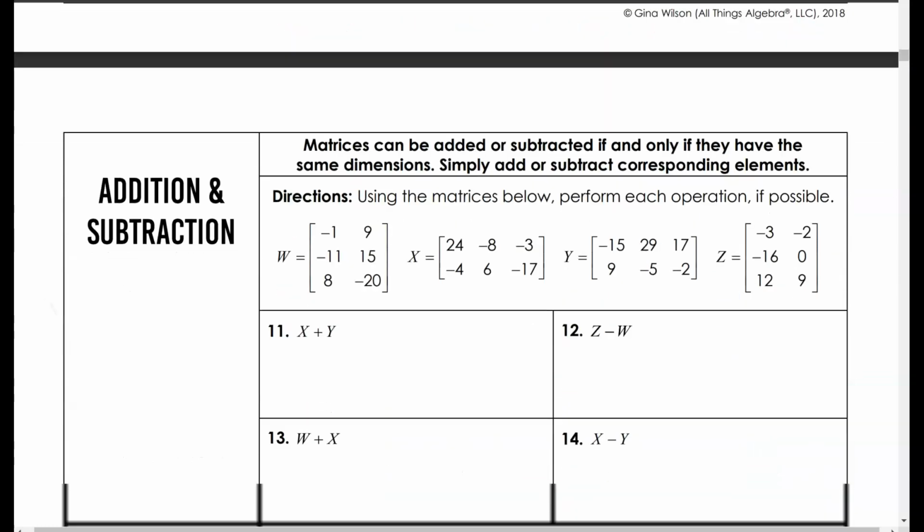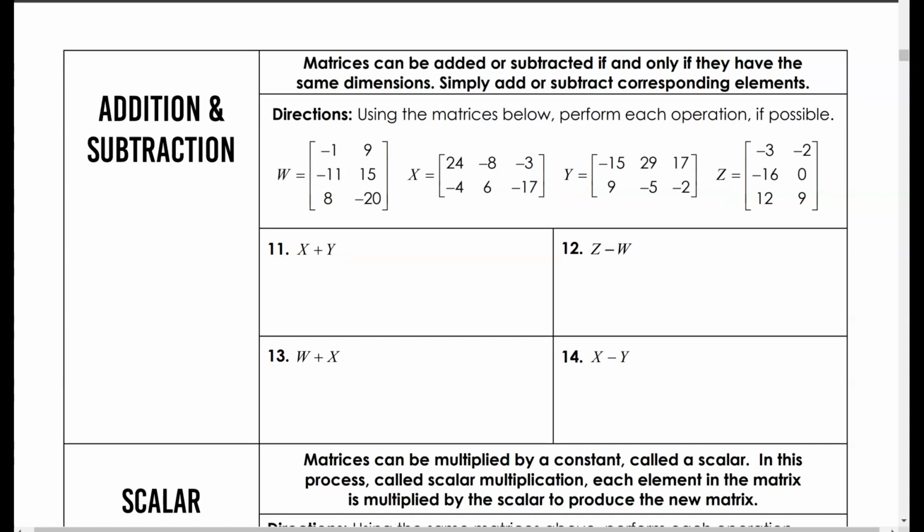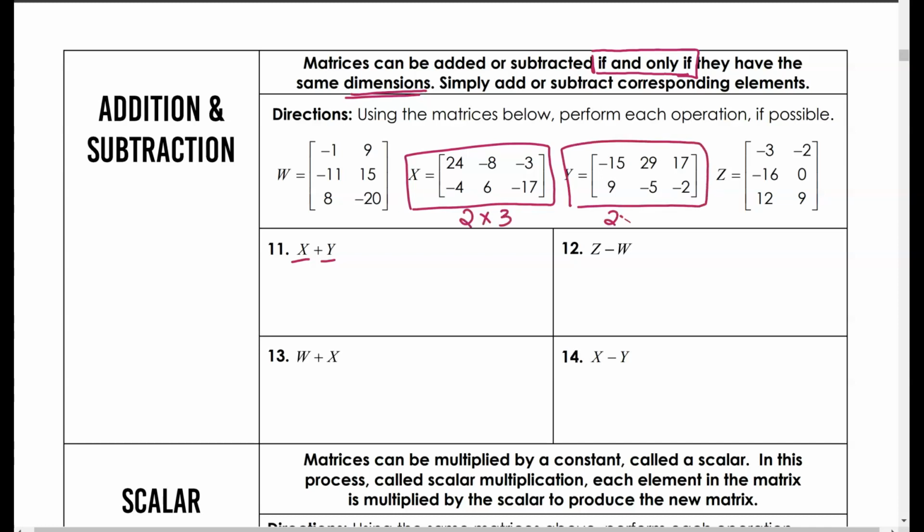All right, let's talk about adding and subtracting matrices. When we add and subtract matrices, they can only be added and subtracted if and only if they have the same dimensions. So simply add and subtract the corresponding elements. If I look at X and Y, notice they are both a 2 by 3 matrix. So this means that I can indeed add them. So now that I can indeed add them, let's go ahead and add them.